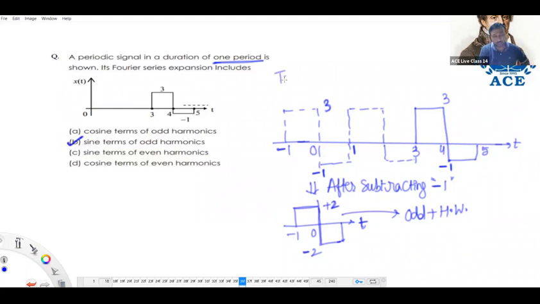Time period is 2 seconds only. Study the question properly. A periodic signal in a duration of 1 period is shown. So time period is 2 seconds, not 5 seconds. After removing DC, we can see odd plus half wave symmetry. So sine terms for odd harmonics.